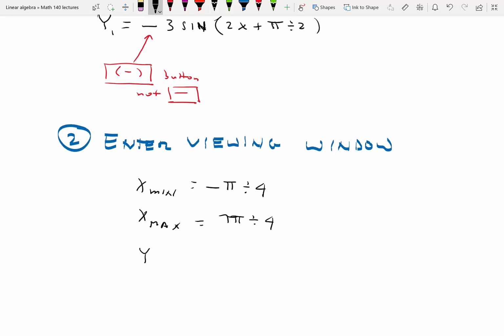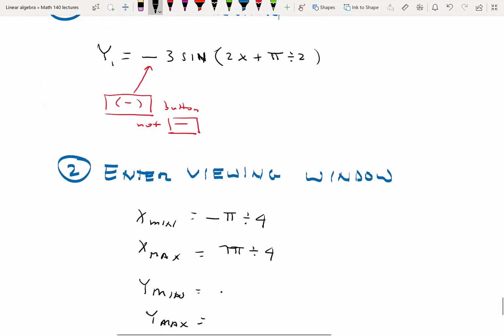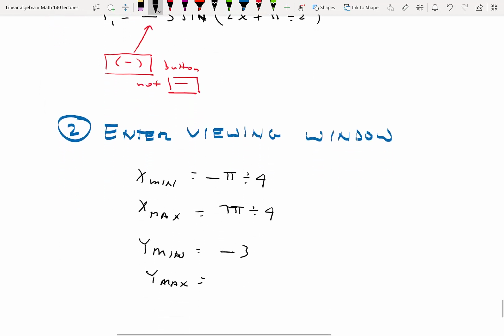What will y min and y max be? Well, we figured out that the amplitude of this thing was 3, so it'll be negative 3. Remember the negative, not the subtraction button. Positive 3 for y max. So I'm gonna enter those things. I know it takes a little time on camera, but I'm going to do it anyway. So negative pi over 4, enter. And then 7 pi over 4, enter. You could push graph if you wanted to. X scale, leave the same. Negative 3 to 3 along the y-axis.